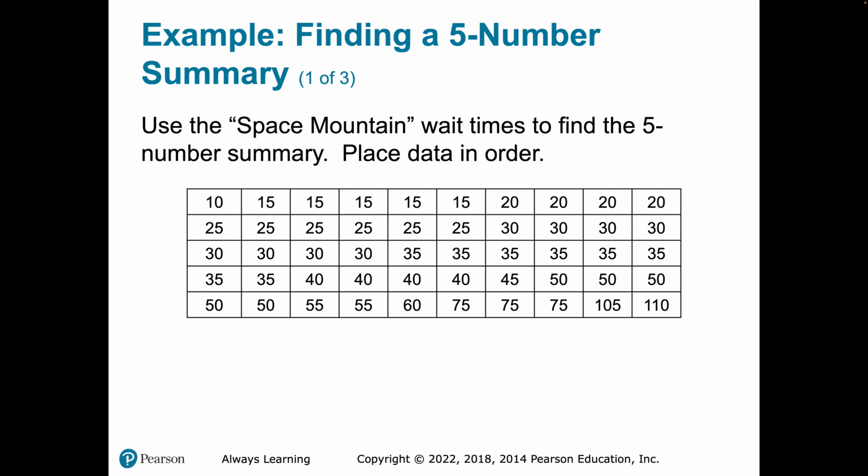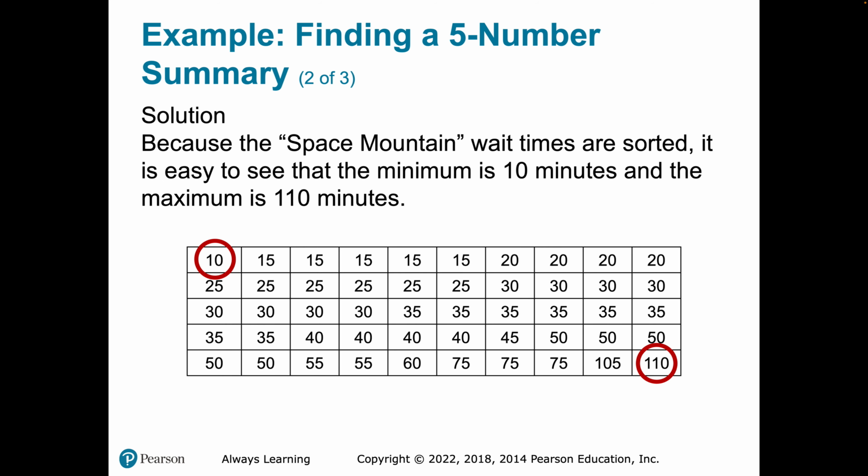Now, to find the 5-number summary, I'm going to use what's called the Space Mountain wait times. I think this is actually for the 10 a.m. data set. And you can see that the data are already placed in order. The first thing I'd want to do is just identify the 2 that are easiest to get, and that would be the min and the max. So the min in this case is 10 minutes. The max in this case is 110.